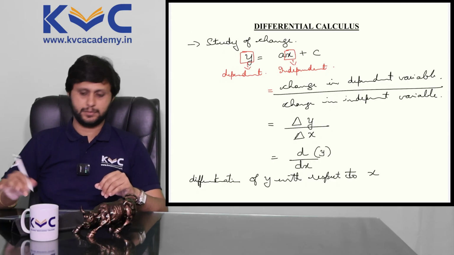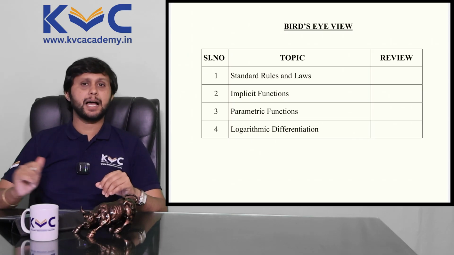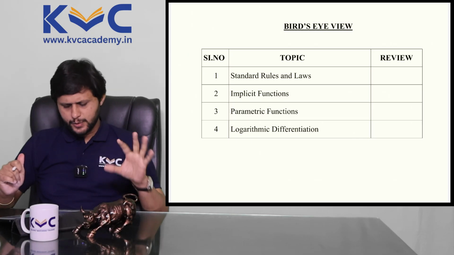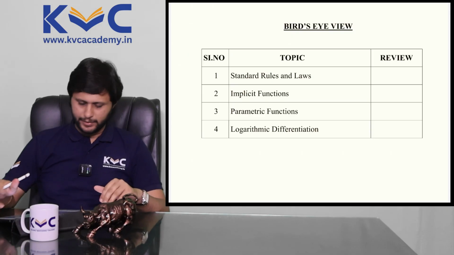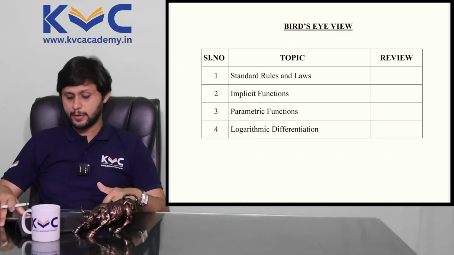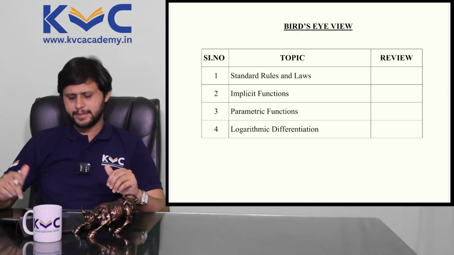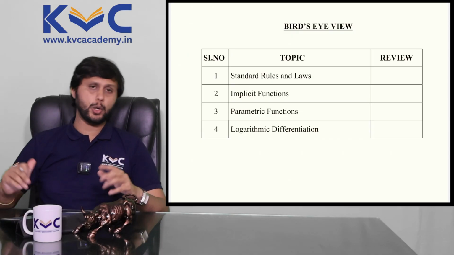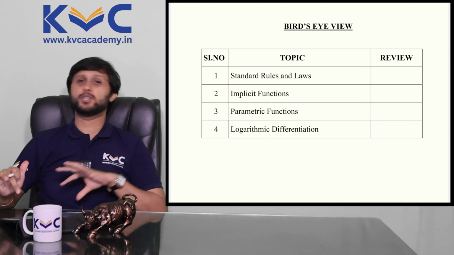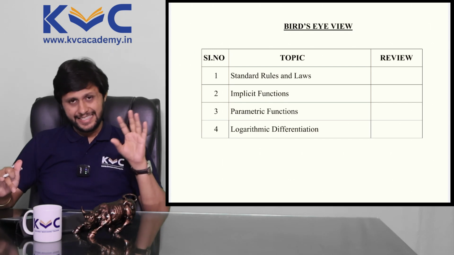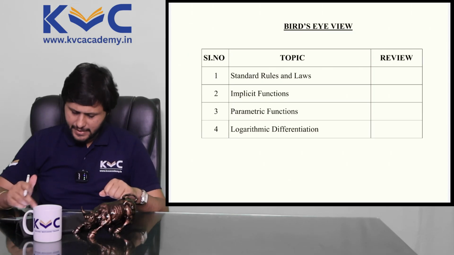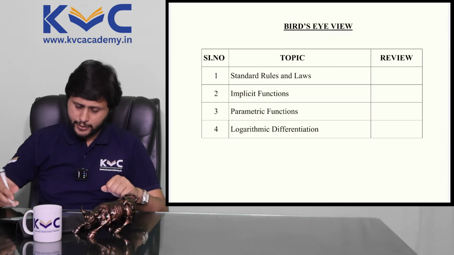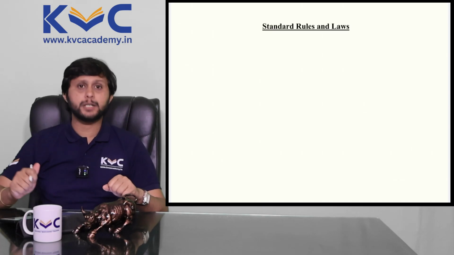Okay, differentiation. Coming to the bird's eye view. First, we have standard rules and laws. See, maximum is covered over here only. Then we have some problems from implicit, a few problems in parametric functions and logarithmic differentiation, but the majority of the part comes in standard rules and laws itself. First one is standard rules and laws. We will start with that.